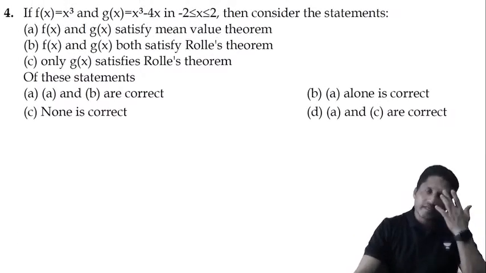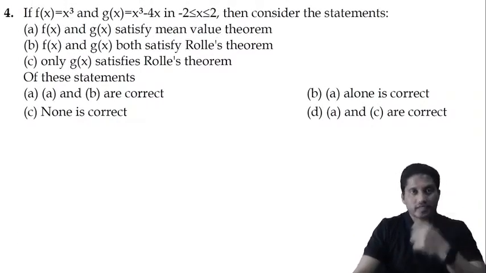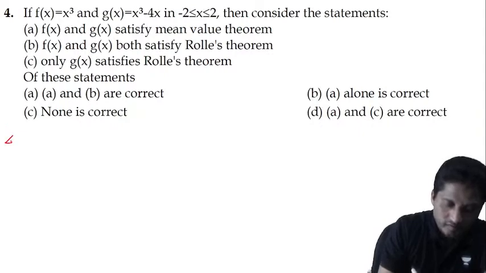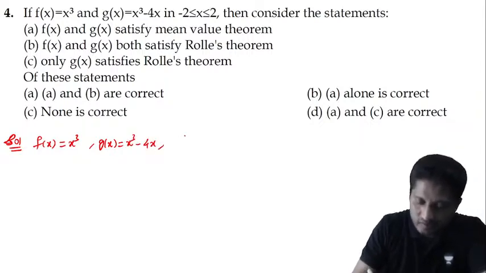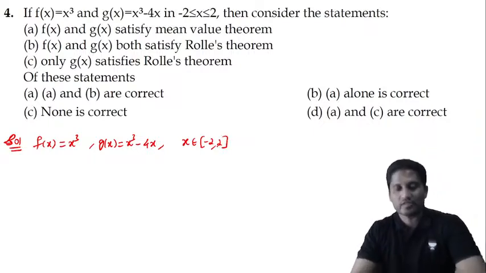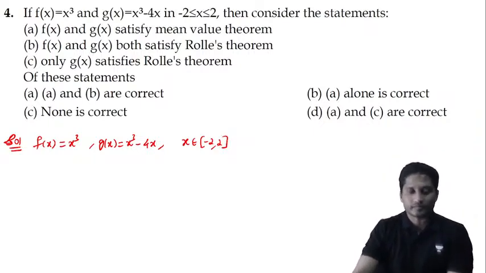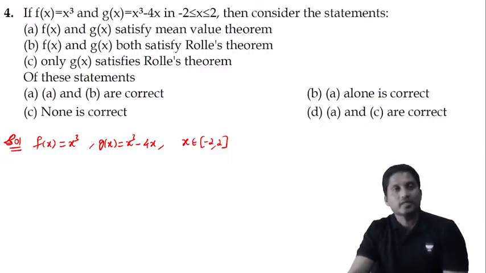f of x is equal to x cube and g of x is equal to x cube minus 4x. X belongs to the closed interval minus 2 comma plus 2. Now you should check which of the following statements are true.